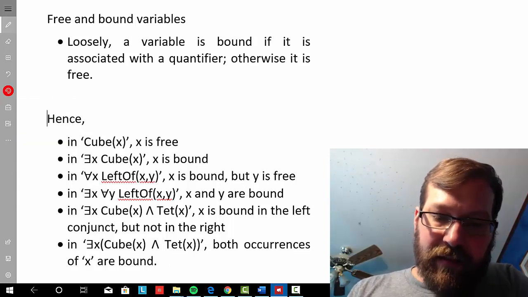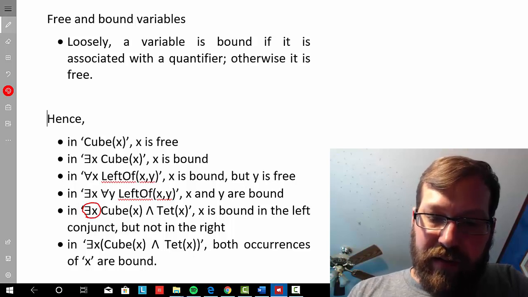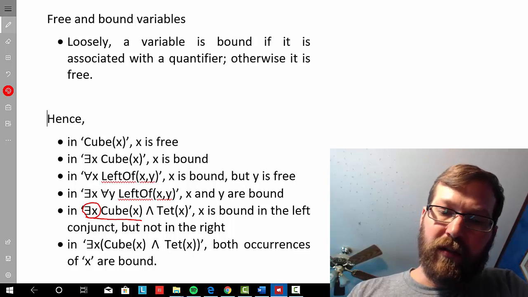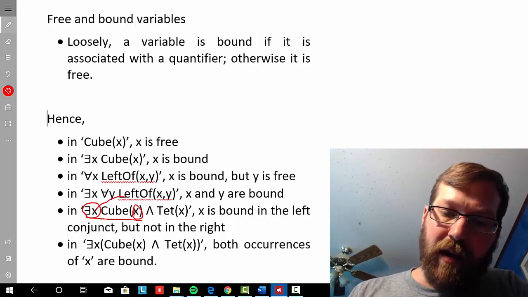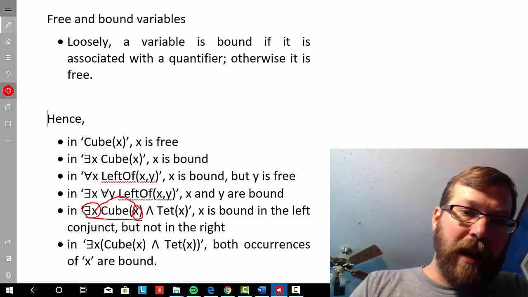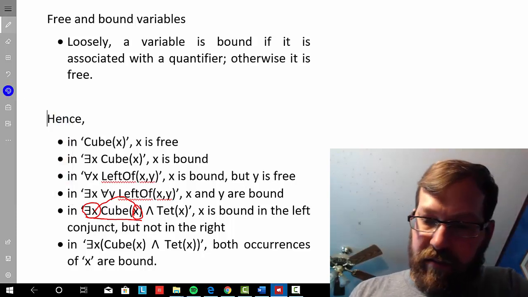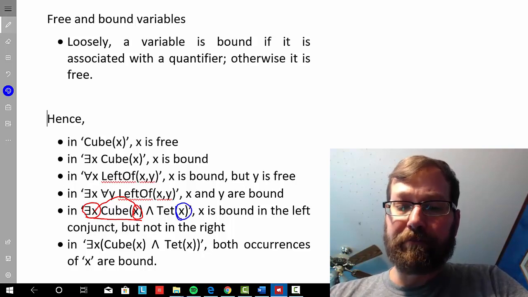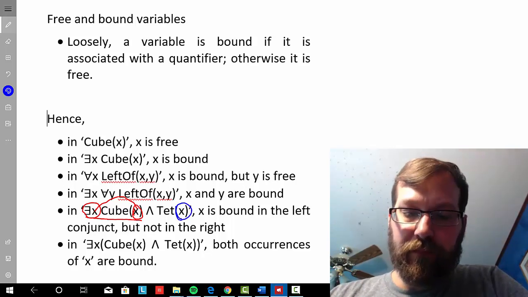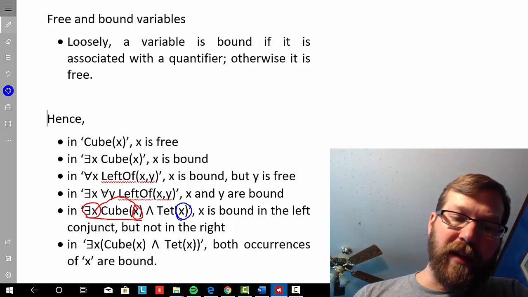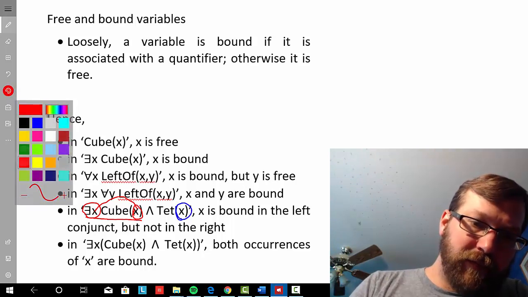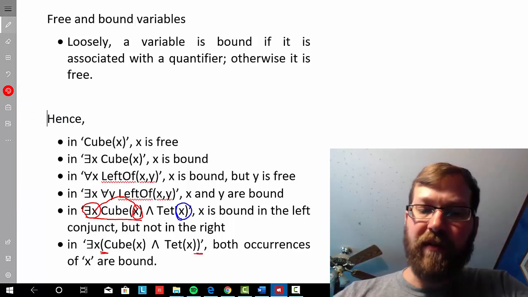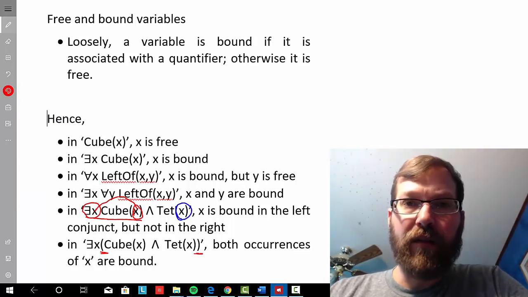In this case, because we don't have the parentheses, the scope of this quantifier only extends out to here. So this x is bound. However, this x, even though it's the same kind of variable, is unbound. We can get them both to be bound, however, with a set of parentheses. Now they're both bound.